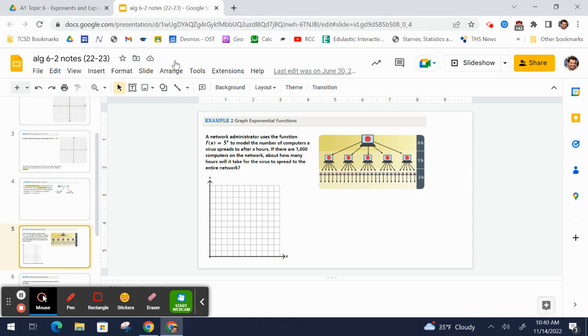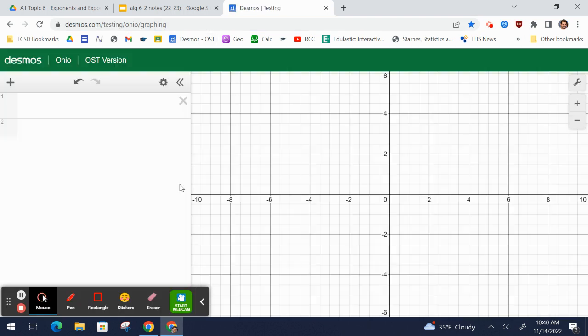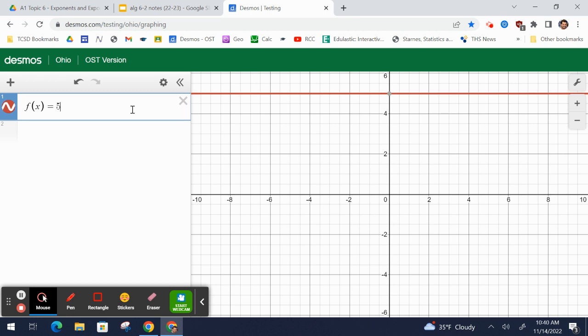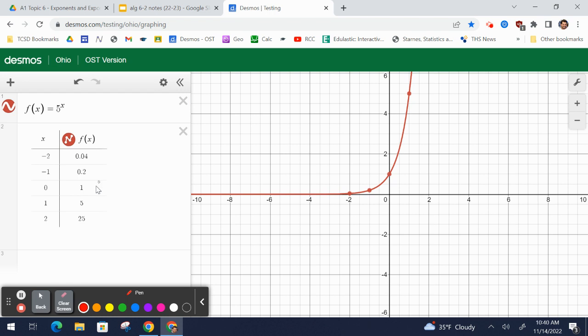All right. So let me get Desmos open here. The first thing I'll do is type in f of x equals 5 to the x. Okay, and there's your graph. Now, one thing I want to show you is if you click this gear and you click on that table symbol, it will show you a table of values, right? So notice first this point 0, 1.